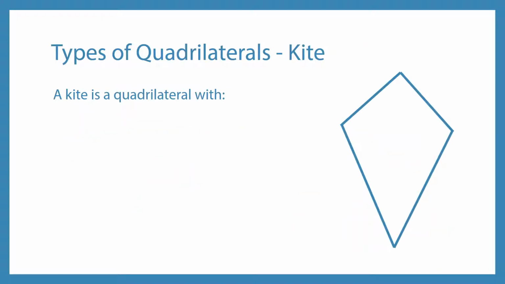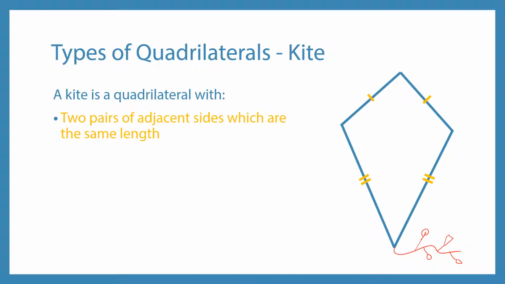And a kite. A kite is generally pretty easy to remember because it looks like what a kite would look like in the sky. I'm sure you've all seen kites flying in the sky. Probably flown them yourselves. A kite is a quadrilateral where we have two pairs of adjacent sides, and adjacent just means next to each other, so beside each other, that are going to be the same length. So this one here is the same length as this one, and this one here is the same length as this one.